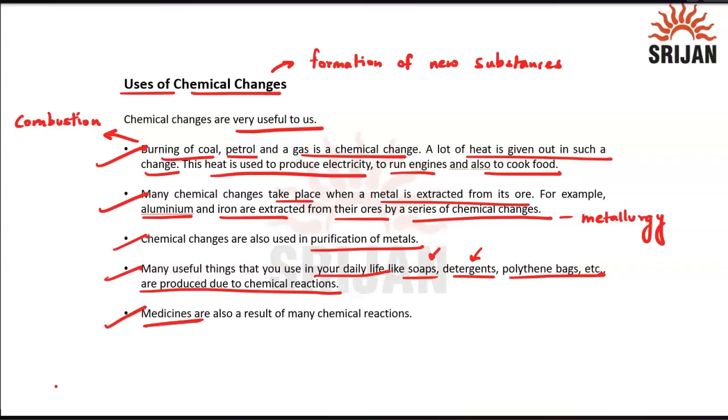Then medicine would be a very good example, where many chemical reactions happen inside your body when you consume the medicine, and also when medicines are made, you have to perform a lot of chemical reactions. The cooking of food could be a very good example. When you're burning petrol or gas, you end up cooking food. So there also you can see how the chemical change is actually useful to you.